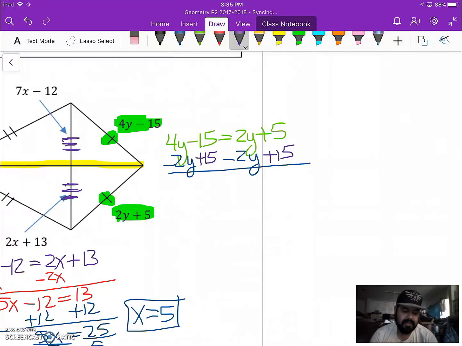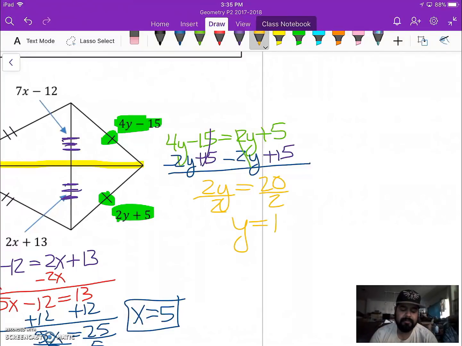So then these two are gone, these two are gone. So all I will be left with is 2y equals 20. Divide by 2, y equals 10. So those are some of the types of problems you can work with.